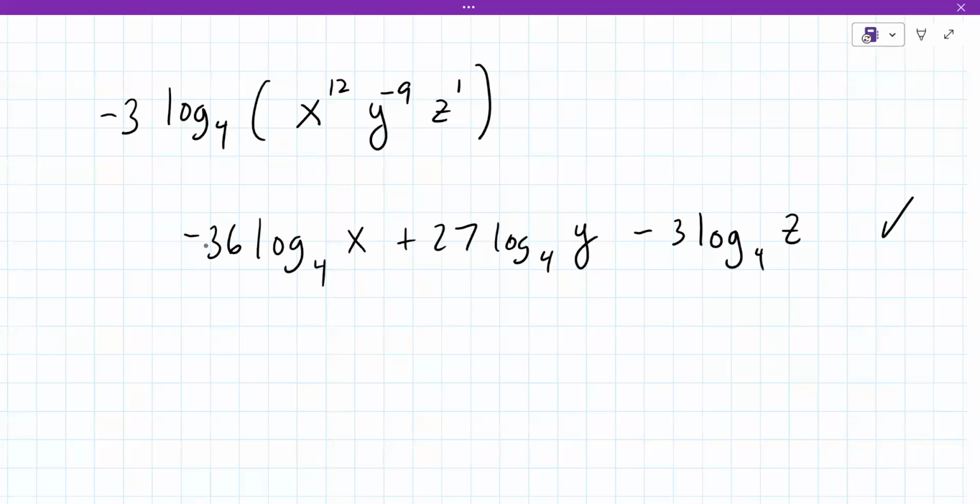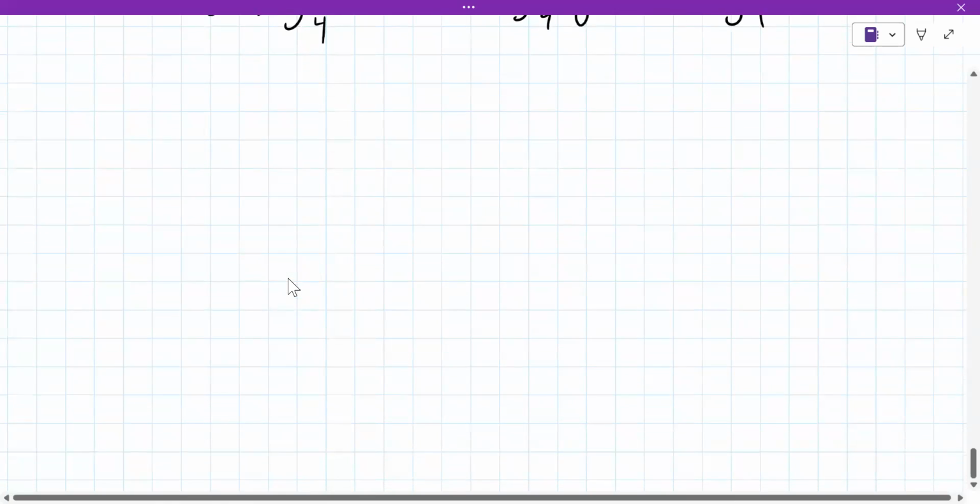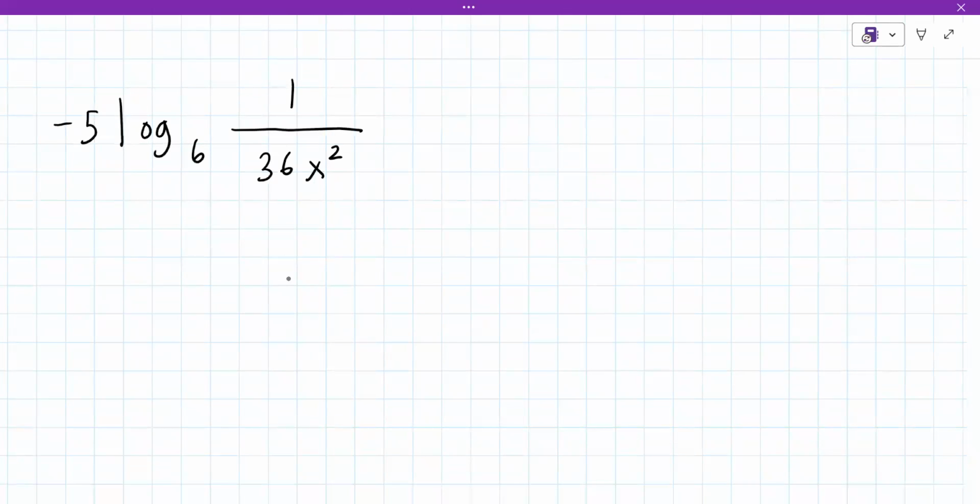Okay. We're almost up to kind of the most difficult problems you'll see. This is fantastic. So a couple other things that you might see in here that we haven't done in a while. I'll do a couple of examples. Let's say it's -5 log base 6 of 1 over 36x squared. This is kind of new. I'm going to work it out here, but this is something you might see.